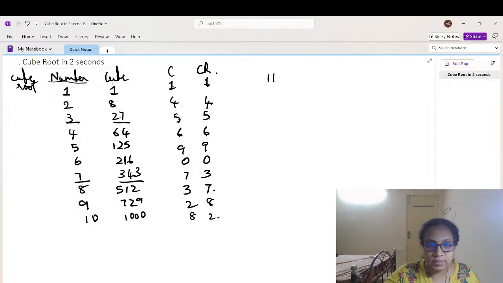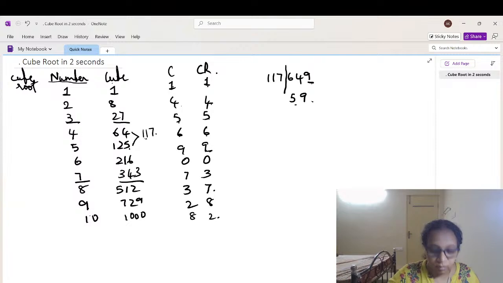Suppose you have 117649. The first step what we will do is we'll take the last 3 digits of the number, that is up to the hundredths digit, and we'll put a slash. Now the cube ends with 9, so the cube root also will end with 9. So the last digit of the cube root will be 9. We have to find the first digit of the cube root. Let us see where this 117 lies. It lies between 64 and 125. Now, is 117 closer to 64 or is it closer to 125? Clearly, it's closer to 125. So, the cube root is 59.